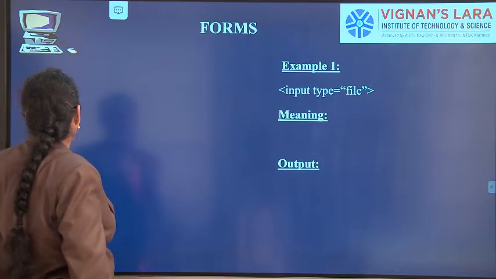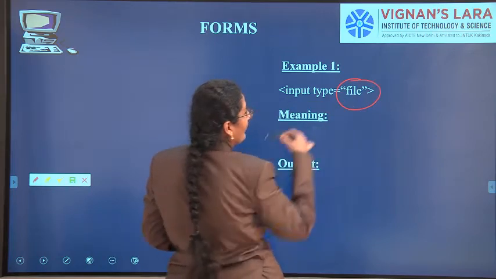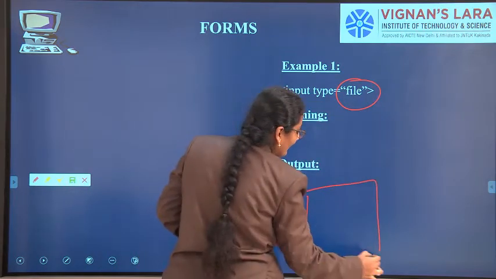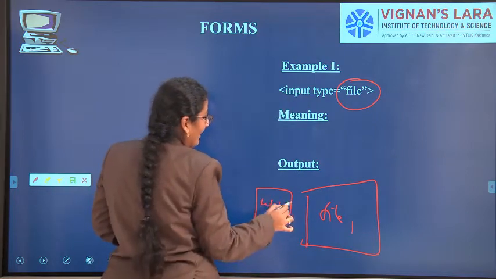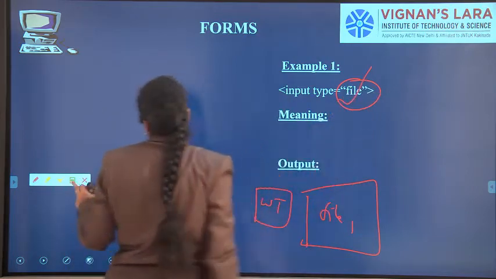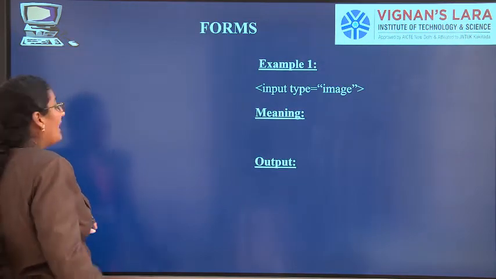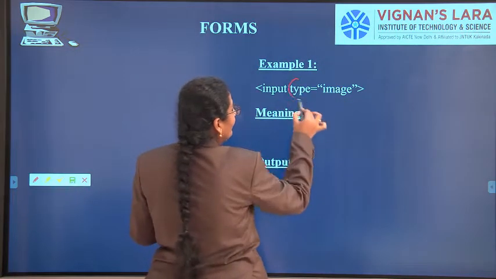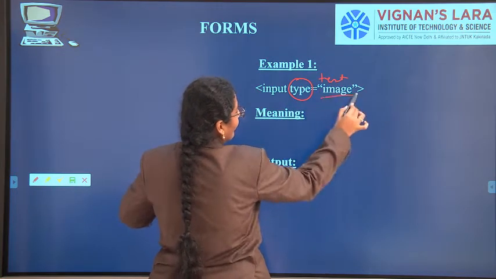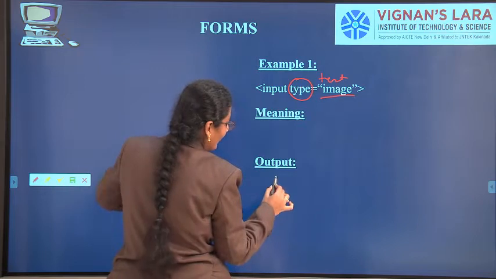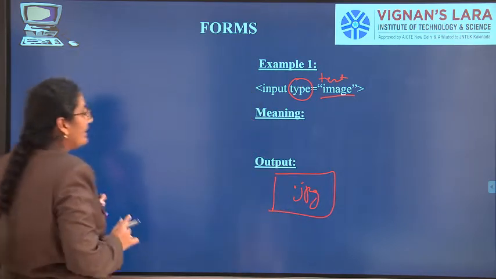So next one is file. As I already told you, for this input type you can give file also, nothing but you can insert a file as input. So next one, image. As I already told you, input type is the first attribute, default type is text, but you can give image also. It will take an image, some JPG image.